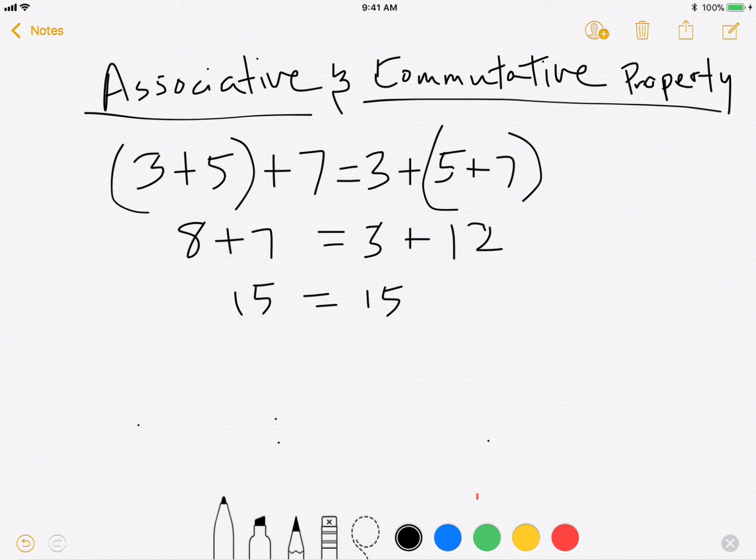Okay, so what the associative property says is that when we are using addition, we can move where the parentheses are in the equation. This is only with addition right now, and we're going to get the same answer in the end. So it doesn't matter if my parentheses are on the 3 plus 5 or they're on the 5 plus 7. The association there will get the same answer. Let's try one with multiplication and see if it works.